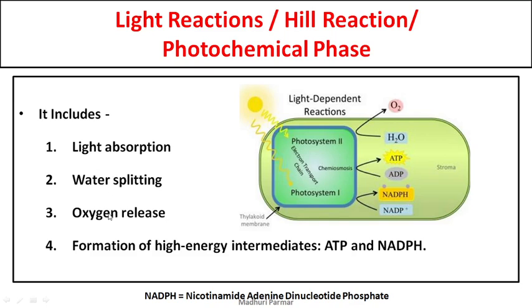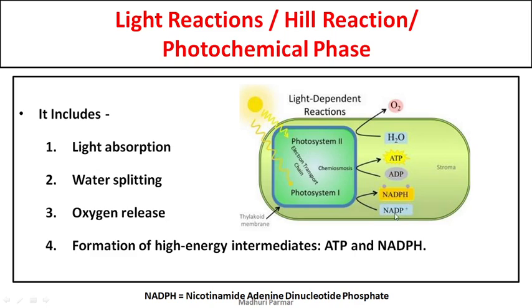Then there is oxygen release, which we discussed, and formation of high energy intermediates by different mechanisms, as we will study, like cyclic and non-cyclic photophosphorylation. ADP, which is adenosine diphosphate, is converted into ATP, adenosine triphosphate. Okay, this adenosine triphosphate will later on be utilized to make sugar. Same thing will happen with NADP plus, nicotinamide adenine dinucleotide phosphate.